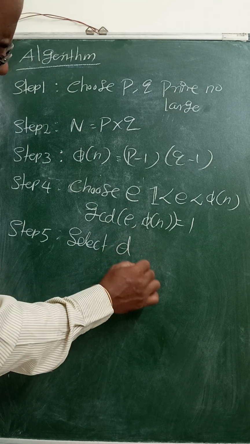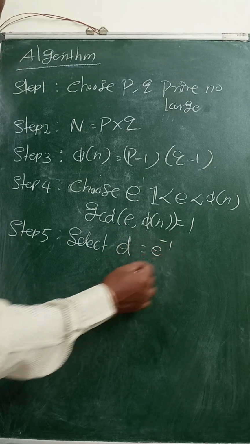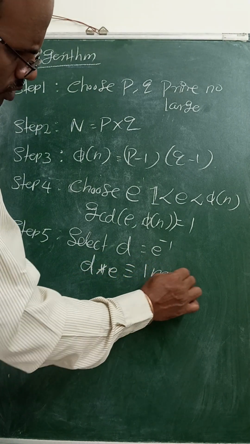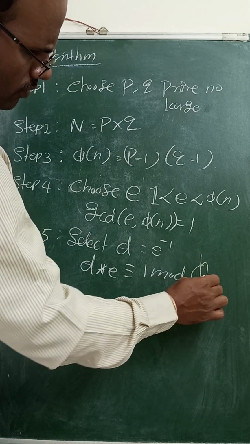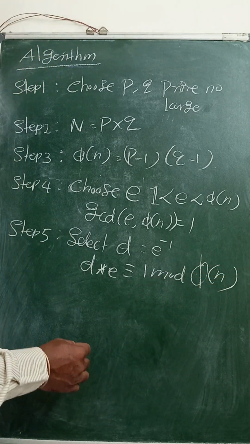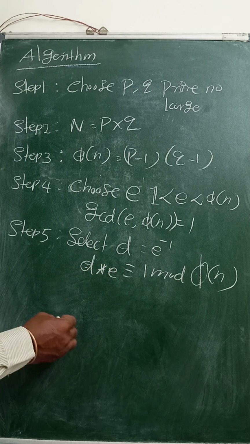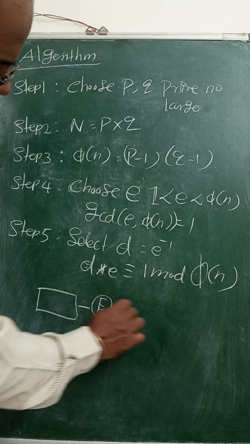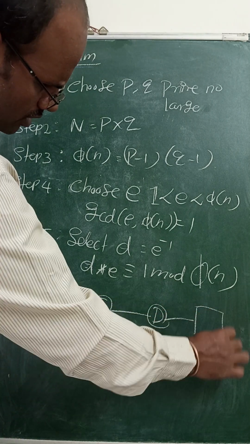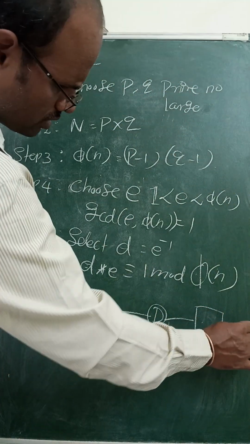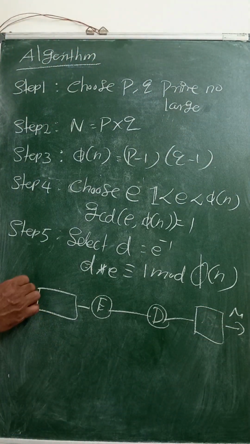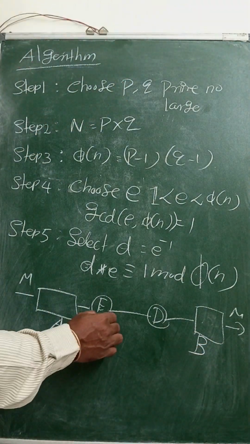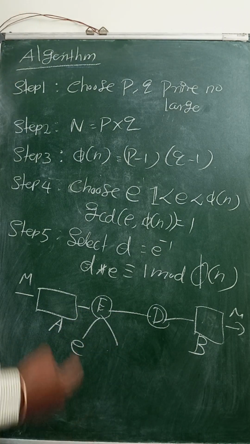Step five: select the d value. d is the inverse of e, so e into d is congruent to 1 mod the totient function of n. The product of e and d mod phi of n must return 1. For the network architecture, the sender side and receiver side are A and B, with the message between them.